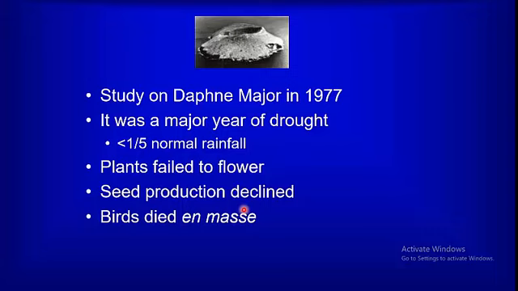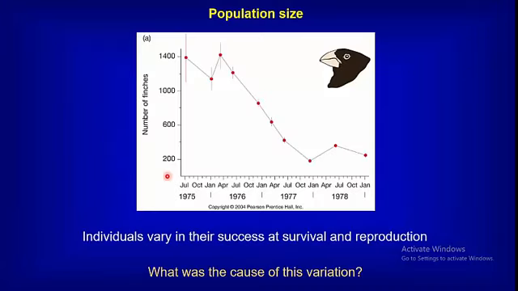In 1977, there was a major drought on Daphne Major, and the rainfall was less than 20% of the normal levels. When that happened, most of the plants failed to flower, and therefore seed production declined on the island. As a result of that, the birds died in very large numbers. How did it go? Beginning 1975 or so, mid-1975, the population size was about 1400.